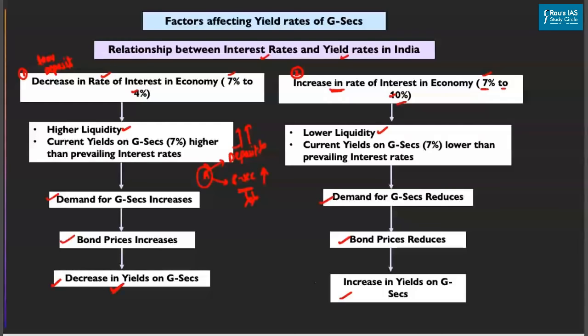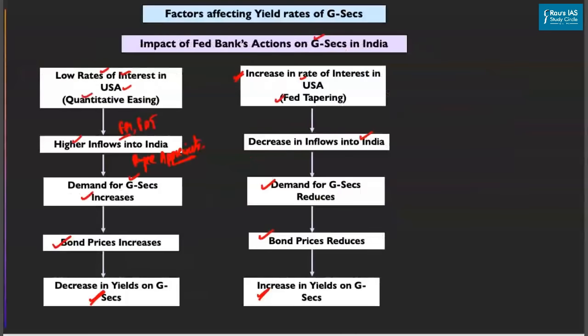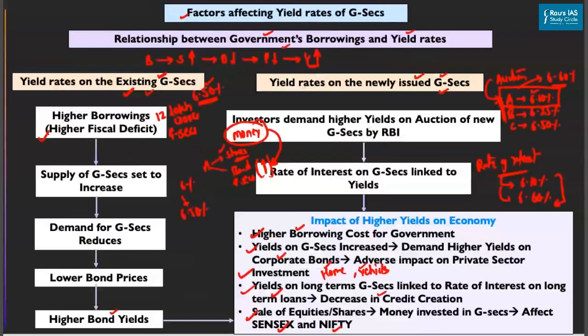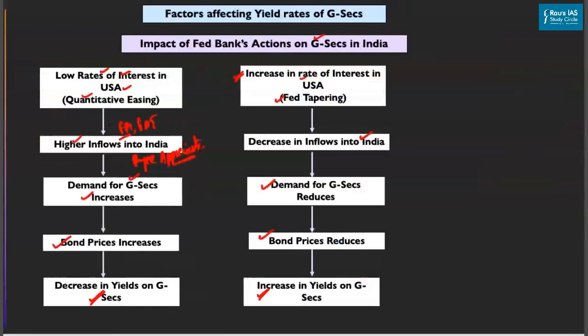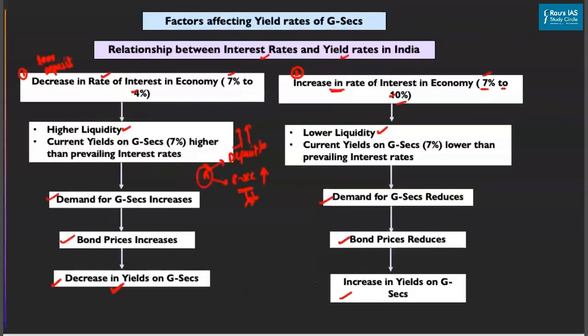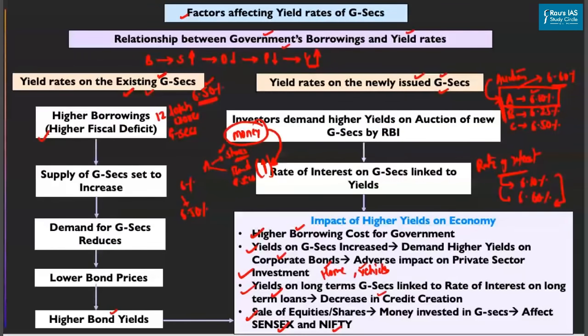So basically there are three most dominant factors that affect the yield rates on the government securities. The first one being the government's borrowings, the second one being the rate of interest in the US economy, and the third one being the rate of interest in the Indian economy. Right now, the most dominant factor that has led to an increase in the yield rates on the government securities is the increase in the government's borrowings.